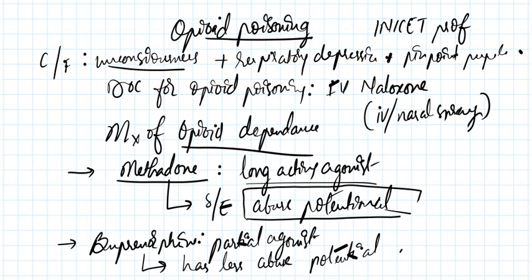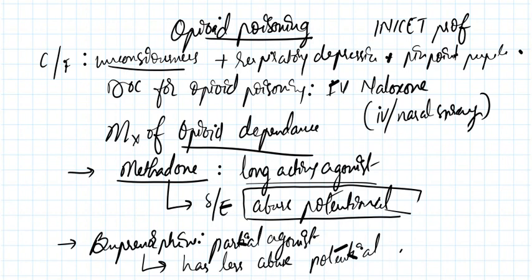So what is the most important drug that can be given as a sublingual for angina? Please drop it down in the comment section, right? So buprenorphine is a partial agonist and it has less abuse potential when compared with methadone, right? So we'll compare to the next drug.